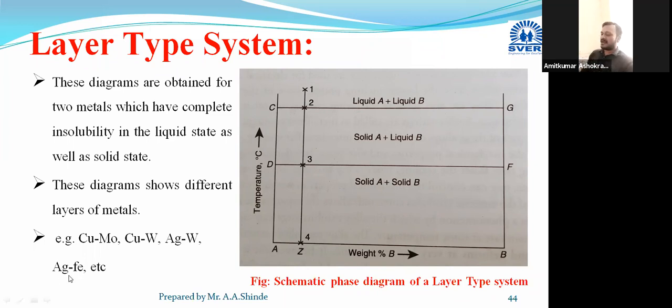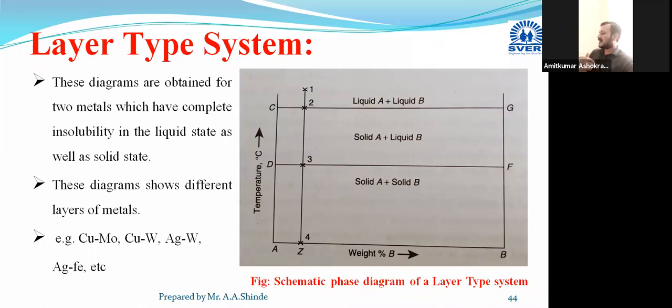If you are wearing that silver and iron ring, iron is separately visible there and silver is separately visible. They are completely insoluble in each other in the liquid as well as in the solid state also, and layers will be there for that.